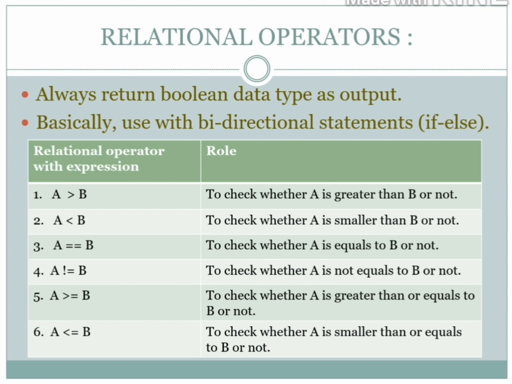In the same way, A is greater than equals to B either provides us true or false, but checks what? Whether A is greater than or equals to B or not. If A is greater than or equals to B, then it provides us true, otherwise false. Then it's the same way with the smaller than equals to sign. It does the same thing, but checks whether A is smaller than B or equals to B or not. If yes, then it provides us true, else false.